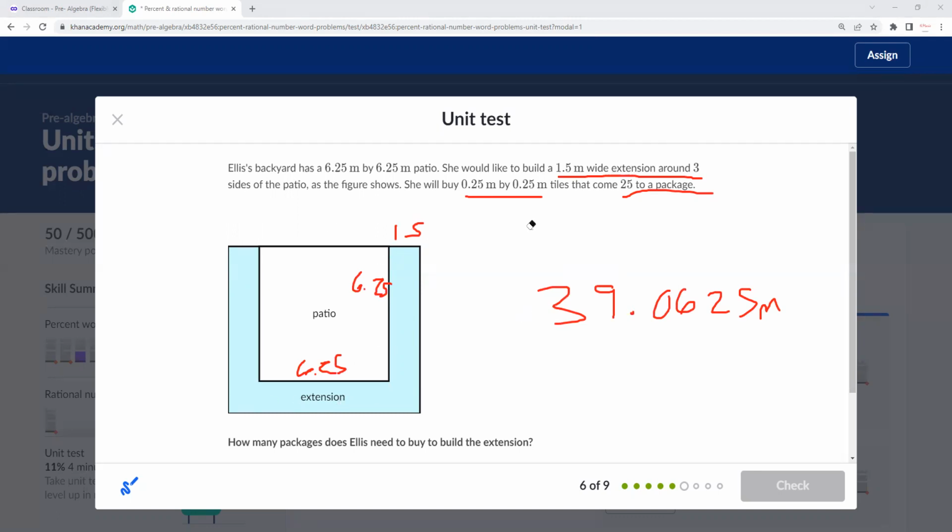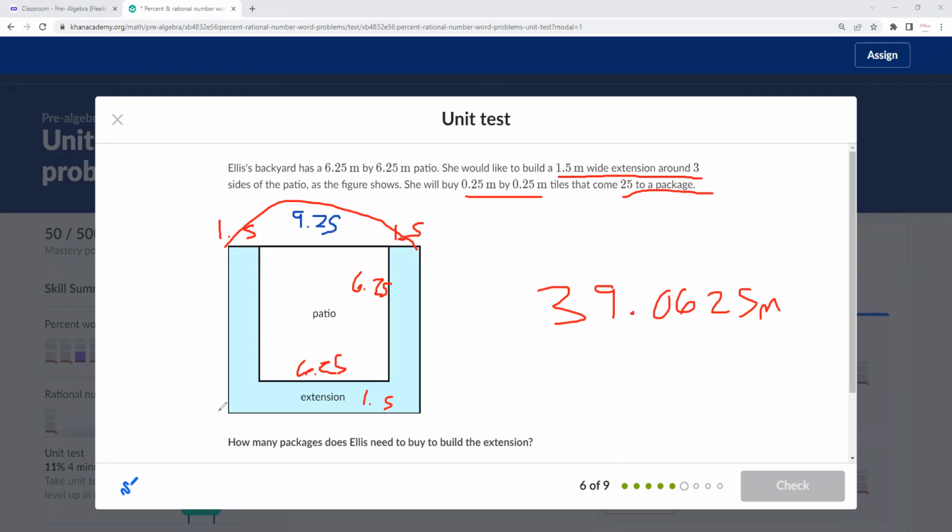So if we added the 6.25 and we added 1.5, I'm trying to think of what's the best way to do this. Let's see. So yeah, okay, we could use this. That's what the patio is. Now let's find how big the entire thing is. So if that's 1.5 and this is 1.5 and this is 1.5, then that means that this is 6.25 plus 1.5 plus 1.5. So that means this entire thing here is 9.25.